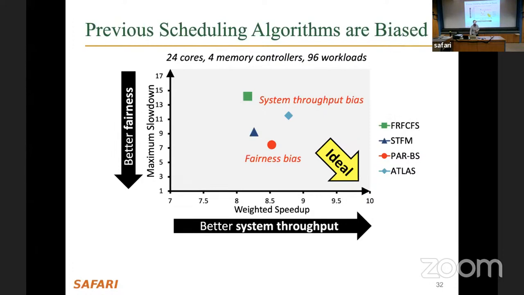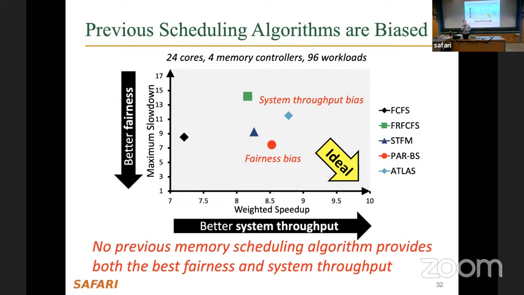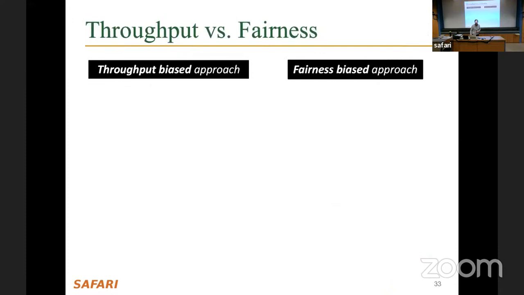And first come, first serve is actually pretty bad. In these workloads it seems okay for fairness, but in other workloads it may not be. So basically, the problem is that no previous scheduling algorithm provides the best throughput and fairness. And we wanted to develop a substrate that can provide both of them at the same time. And the realization is that these are two very different things.